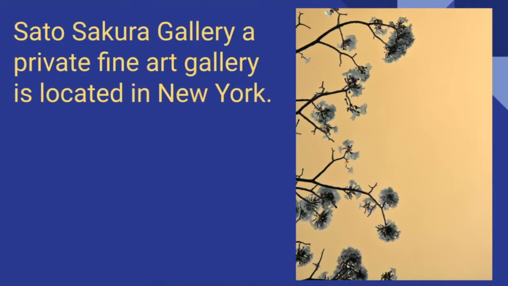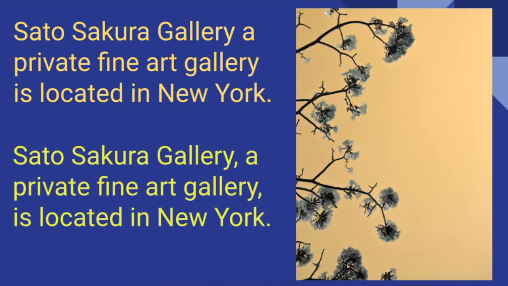Here's another one. Where do you think the commas go? Here's the answer. This one is an appositive. So remember this one, you put the commas around the defining information of the noun. So the noun is Sato Sakura Gallery, and you're describing it now, right? A private fine art gallery. And then the sentence continues, is located in New York. This is called an appositive.